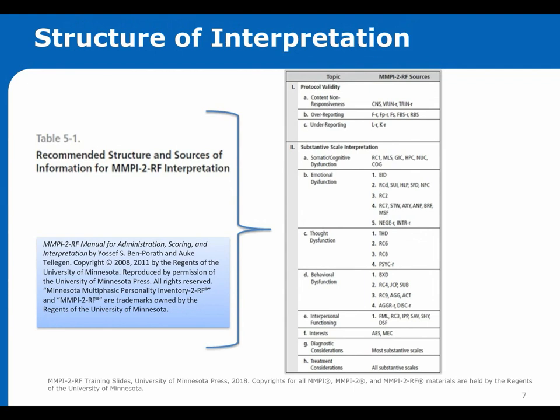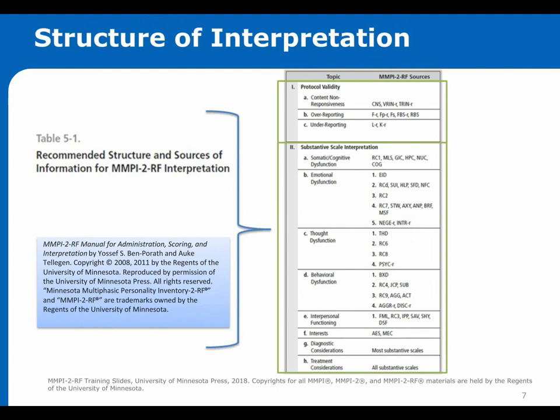As you see here, it's organized into two main areas, the first being protocol validity and the second main area being substantive scale interpretation. So starting first with the main interpretation area, protocol validity, these scale scores relate to how individuals approached the MMPI-2-RF testing, and we see the sub-areas of protocol validity are content non-responsiveness, over-reporting, and under-reporting.